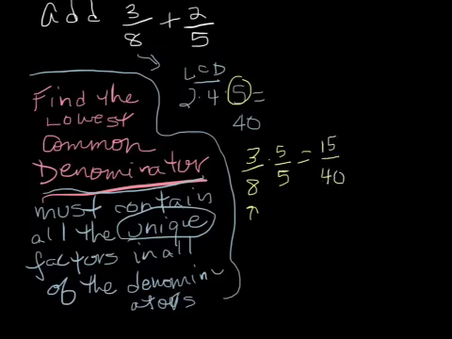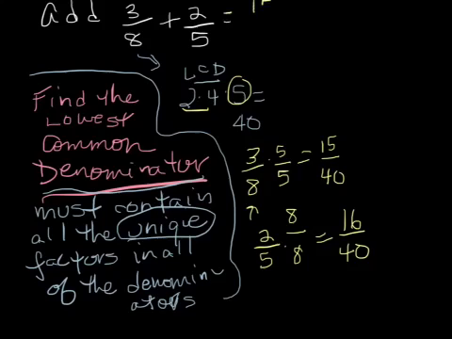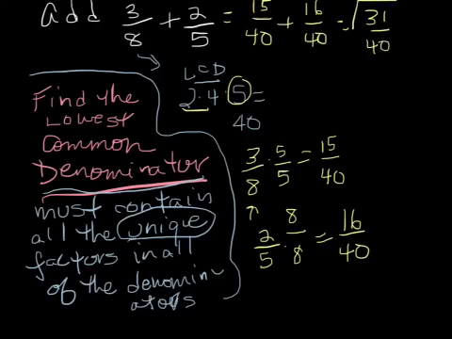My second fraction, 2/5, well, 5 does not have the factors 2 and 4, which are 8, so I'm going to multiply this fraction by 8 over 8, which will give me 16 over 40. And now I can go back and add these two because they've got a common denominator. 15 over 40 plus 16 over 40 is going to give me 31 over 40. And there's my solution.